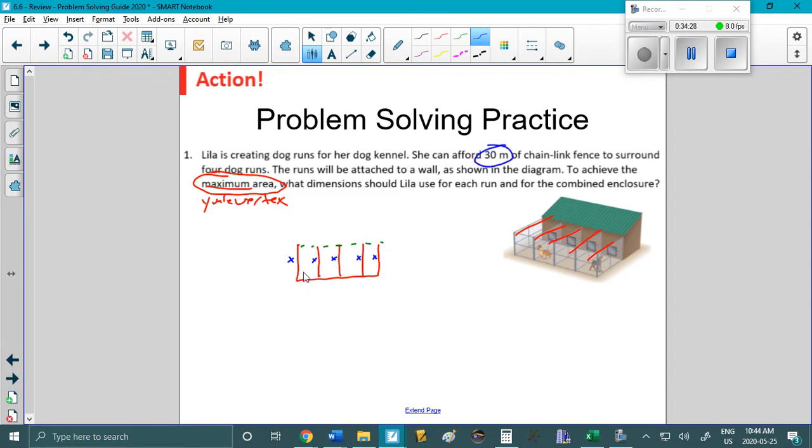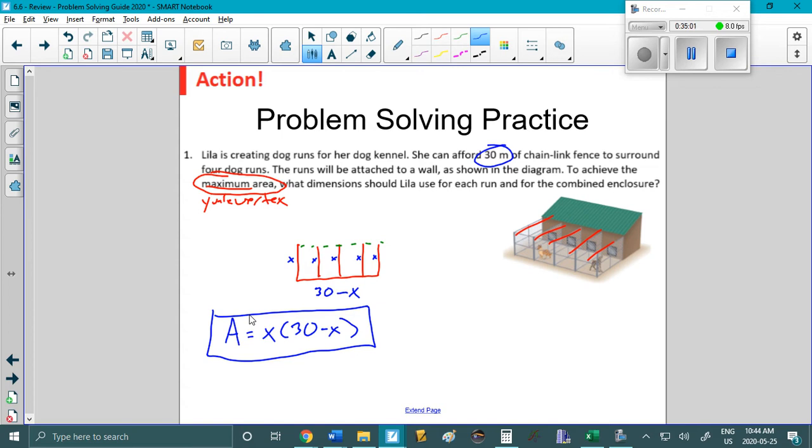She's got 30 meters altogether. So you don't need chain link up here, but you do need it down here. You start with 30, but you've used 1, 2, 3, 4, 5 x's. So the length of this is going to be 30 minus x. The area is the width times the length, or the length times the width. So it's x times 30 minus x. And now you would find the max area. So you would find the vertex of this parabola.